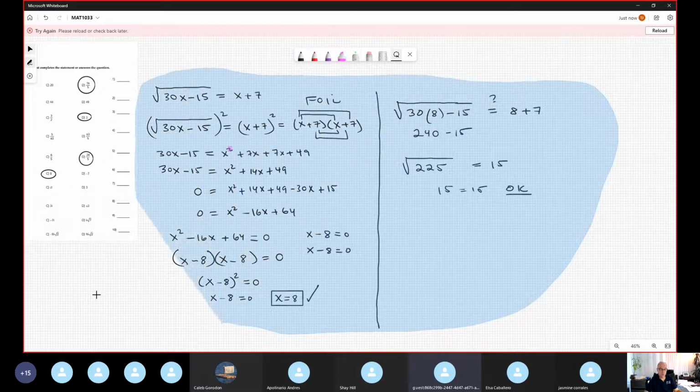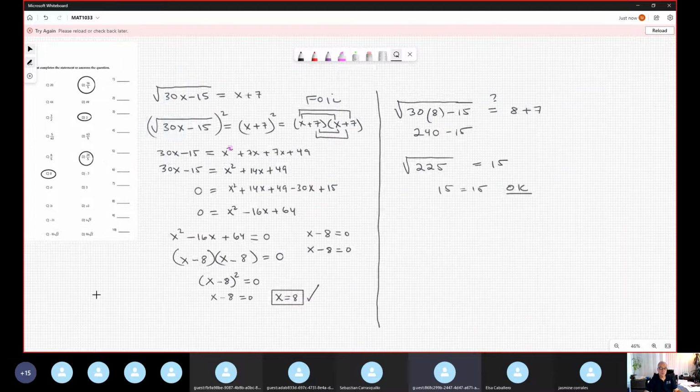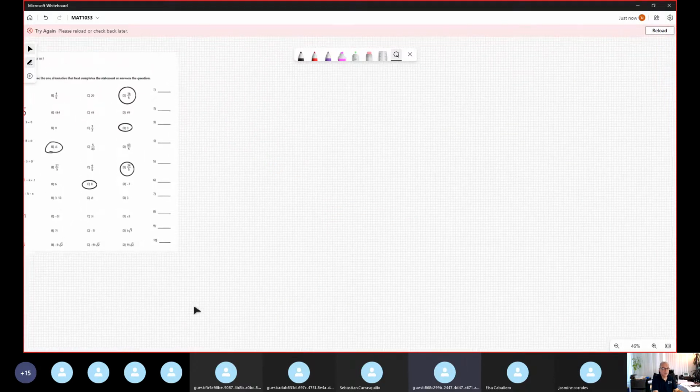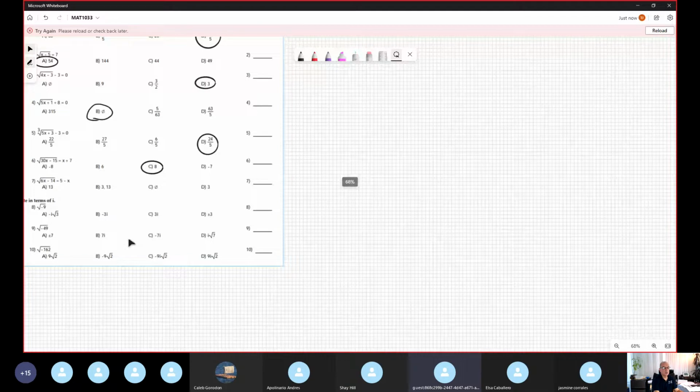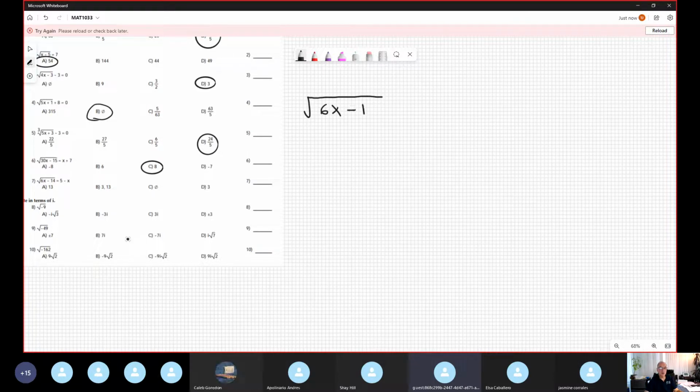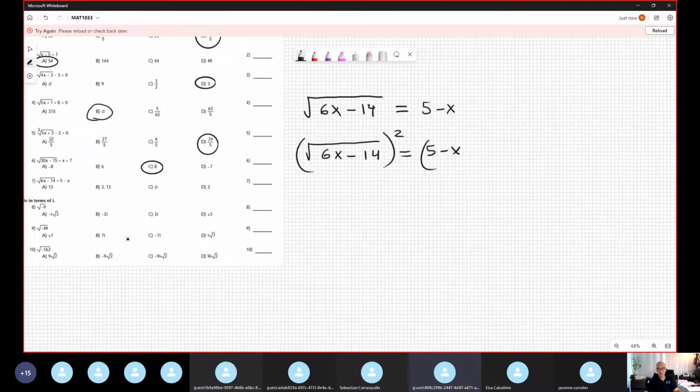Now, next. Next is similar. The square root of 6x minus 14 equal 5 minus x. I don't touch this one, no. I copy again. Manipulate the copy, not the original. Okay, square. The index is 2, so the power is square.